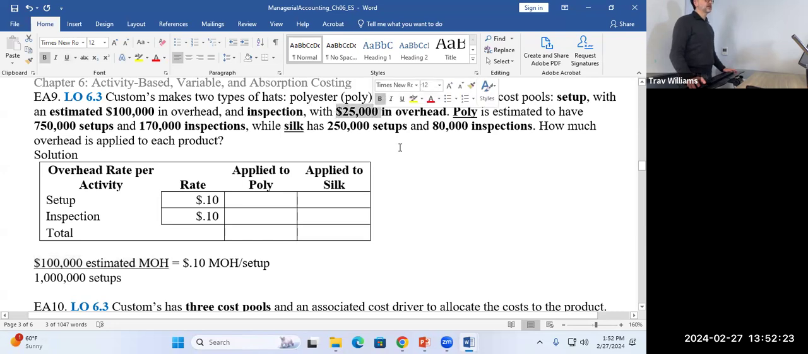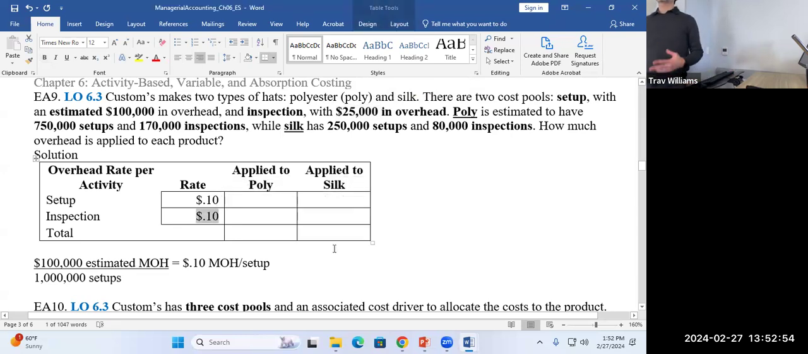There we had $25,000 of estimated overhead, 170,000 inspections for the Poly product, plus 80,000 for the Silk product. So you add those together, you get 250,000 inspections, right? So take $25,000 of overhead, divided by 250,000 inspections. You also happen to get 10 cents. Now, that's just a coincidence, right? That we got the same number for both. It's not always going to work out that way. I think they're just trying to make it easy on us.